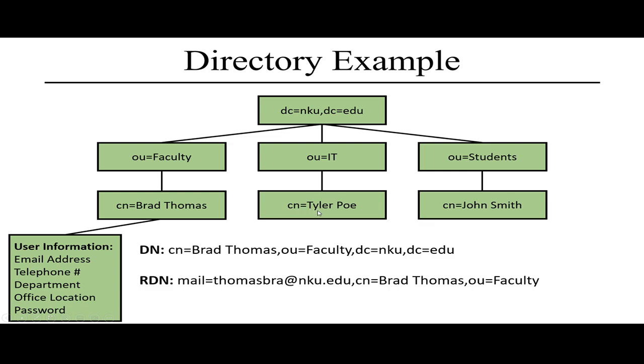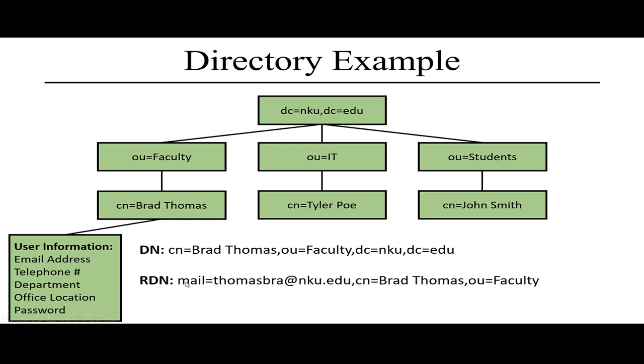Now here's the example with me. We have to pull up CN equals Tyler Poe, then OU equals IT, with me being in IT, and then DC equals NQ, DC equals edu. So basically the CN here would be replaced with my name. If we want to look up Brad Thomas, we can find information on his email address, his telephone number, department, office location, and password. Well, the password you probably wouldn't find, but the object would store that.